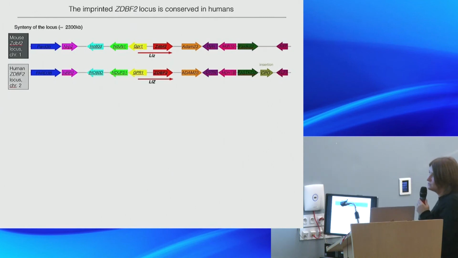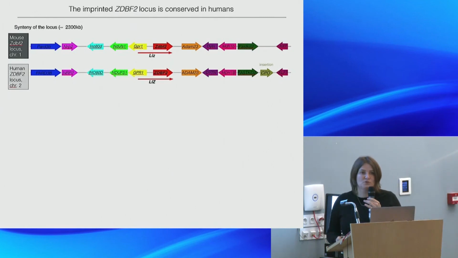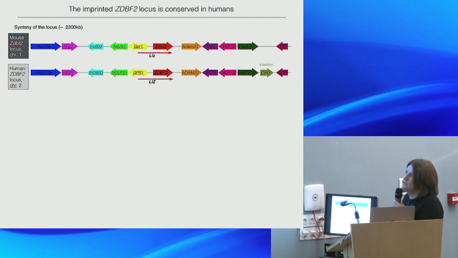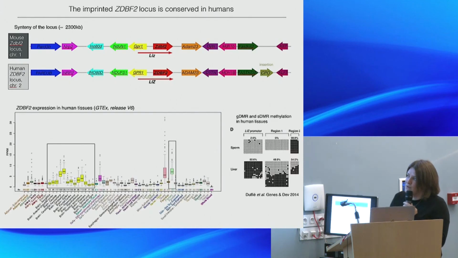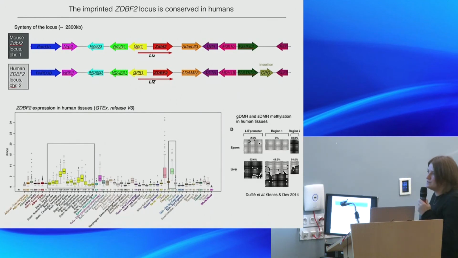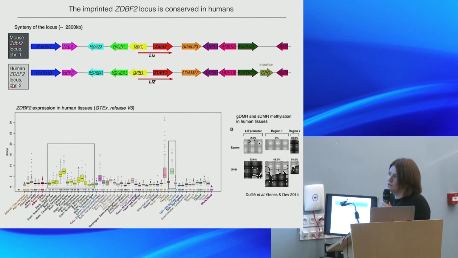It matters because this type of regulation may also happen in humans, and at least at the ZBF2 locus, we know that there is a very good genetic conservation, both in synteny and genomic organization. Here is the mouse locus, here is the human locus. We know as well that the expression of ZBF2 is conserved in human tissues, so it's most highly expressed in brain tissue, and specifically in the pituitary gland. And we know also that you have this switch of differential methylation between a germline DMR and a somatic DMR that is occurring at the locus.